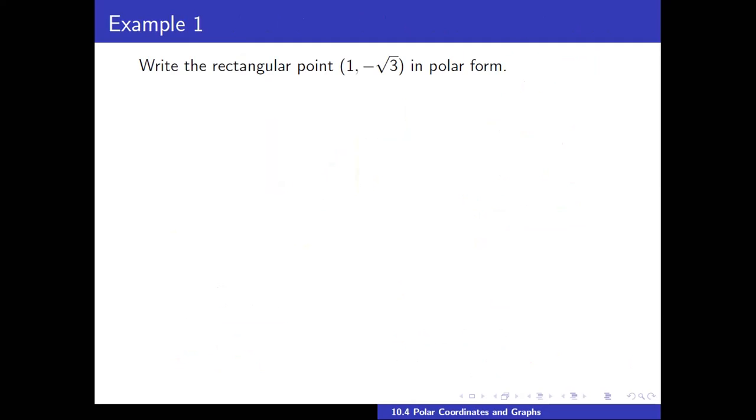All right, we'll finish with this example. The rectangular point (1, -√3). So this is x and this is y. Write this in polar form. Well, what's r squared going to be equal to? x squared plus y squared. So what's x squared? 1. What's y squared? 3. So r squared is 4.